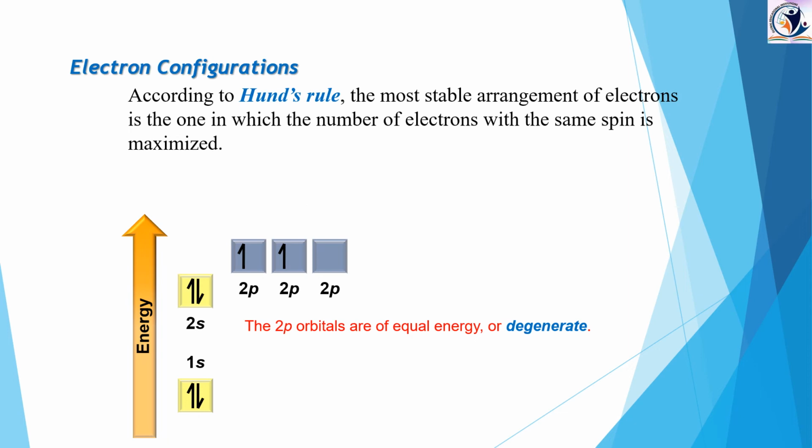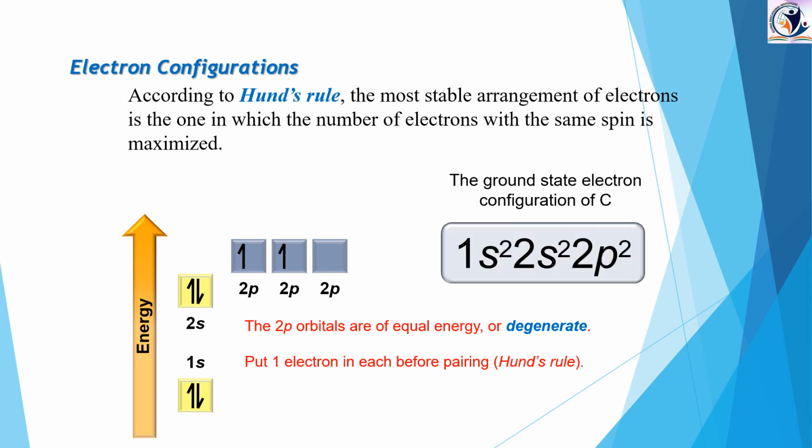Okay, so let's see an example. Put one electron in each orbital before pairing. That is Hund's rule. Hund's rule simply says that in the degenerate orbitals, first fill up one electron in each. Each degenerate orbital should be filled with one electron each. Then it will be paired with the negative spin. Got it? If you see some more examples, you can understand.